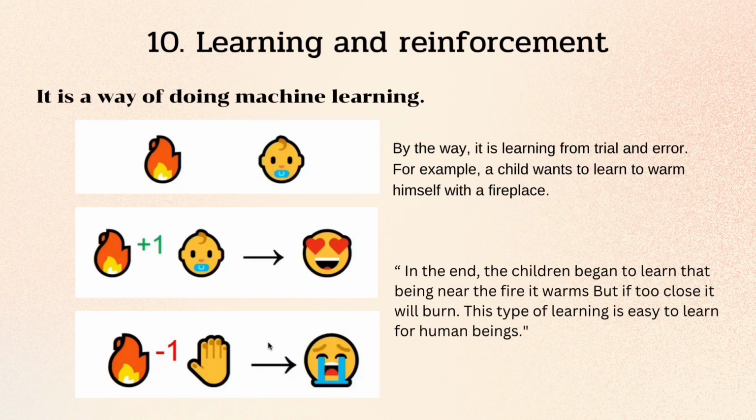Learning and reinforcement are also concerned with building the child mentally, intellectually, emotionally, and socially. Reinforcement is the component of learning where an activity or exercise is repeated and ratified to solidify the lesson learned. By the way, it is learned from trial and error. For example, a child wants to learn to warm himself with a fireplace. In the end, the child begins to learn that being near the fire is warm, but if too close it will burn. This type of learning is easy to learn for human beings.